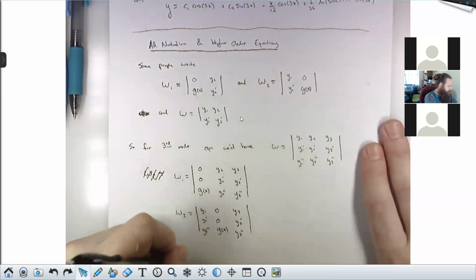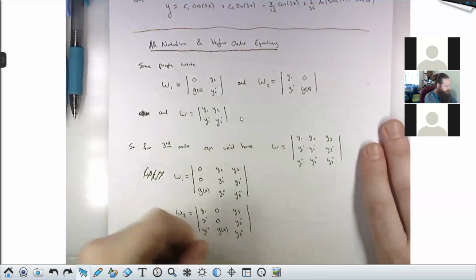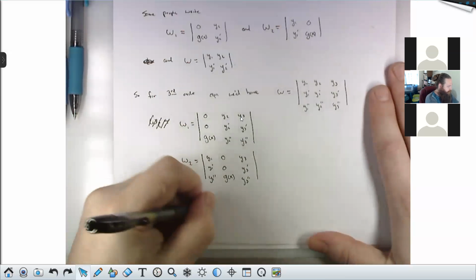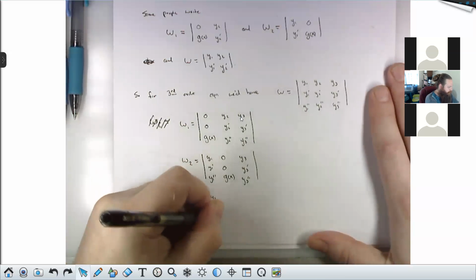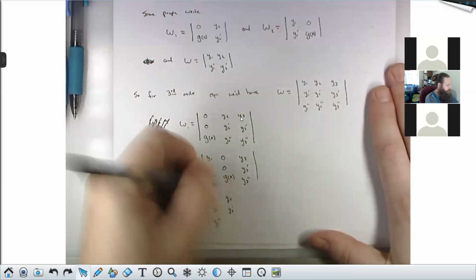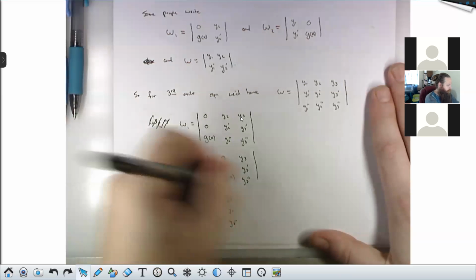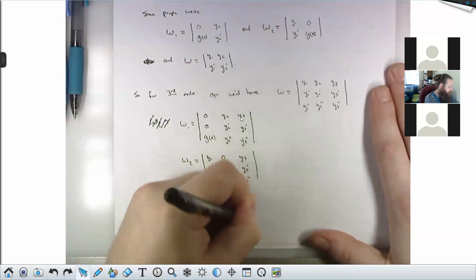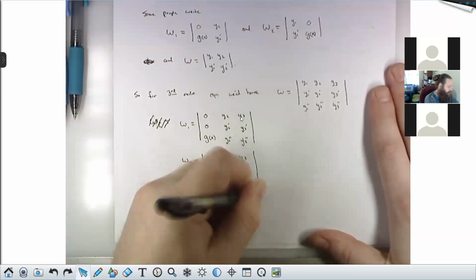And W3 is what you think it is. It's the matrix whose columns are y1 prime, y1 prime prime; the second column is y2 prime, y2 prime prime; and the third column is 0, 0, g of x.